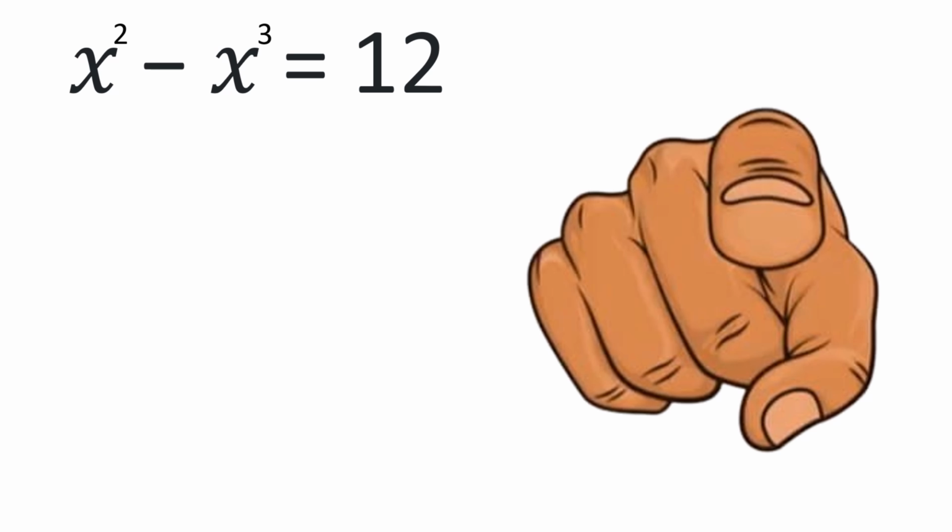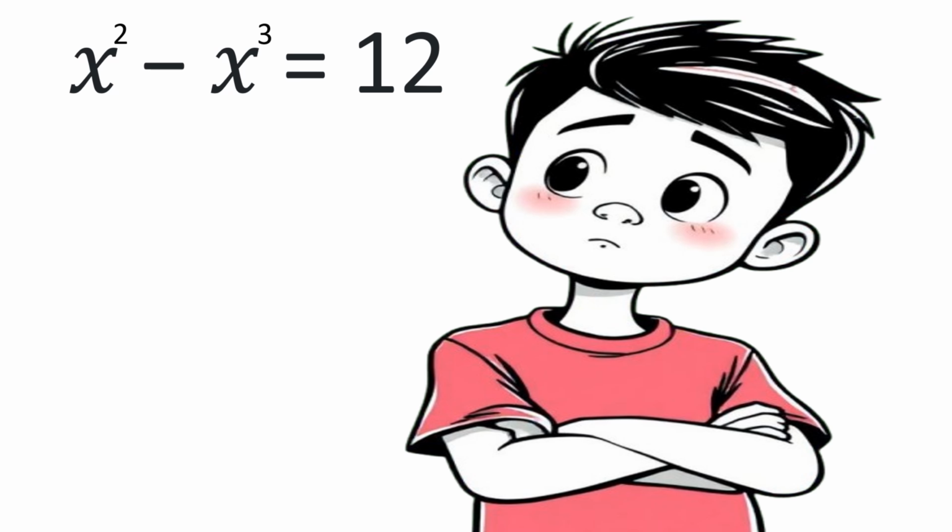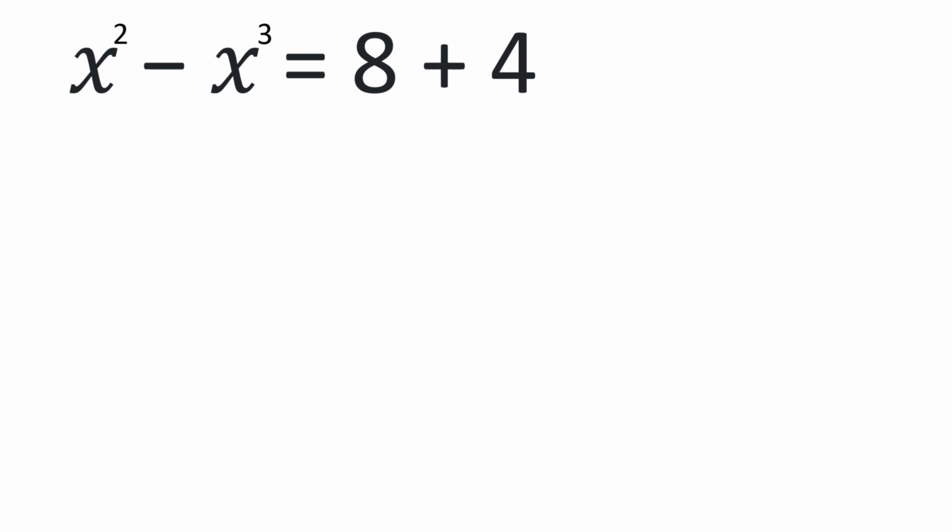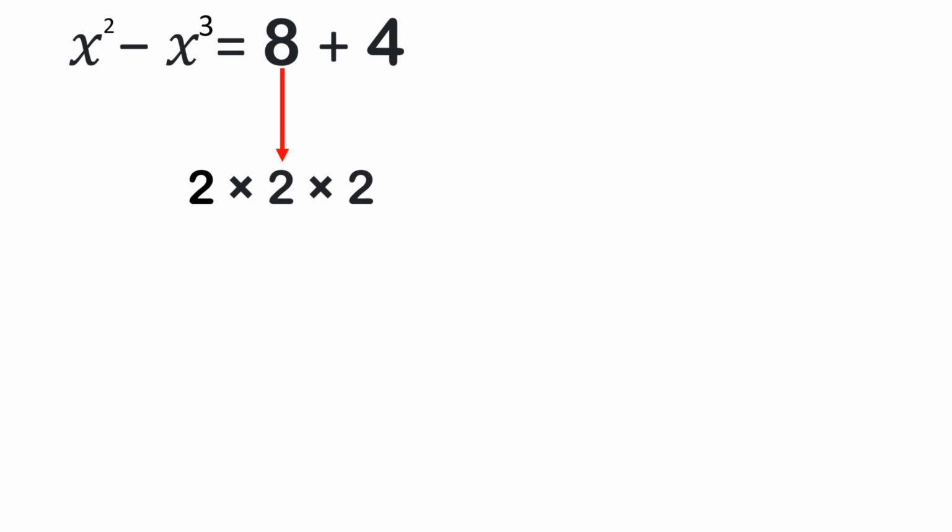As the very first step, if you observe it closely, you can see that 12 can be written as 8 plus 4. And what is 8? It can be written as 2 times 2 times 2, 2 cubed, right? And also 4 is 2 times 2, or 2 squared. So this 12 can be written as 2 squared plus 2 cubed. But we need a minus sign here and not plus.